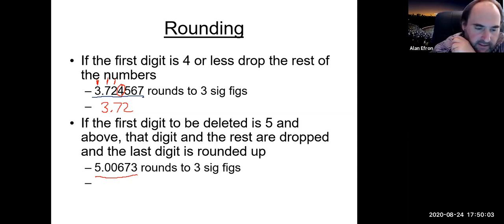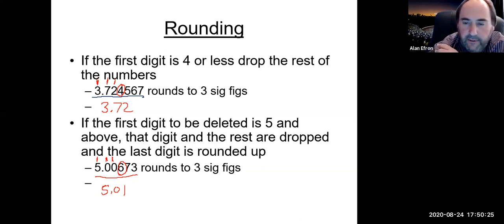Looking good, yep, 5.01. So again, we get to 5.01 as we go from 1, 2, and 3. We are now going to look at this number here, which is above 5. So we're going to round up. And when we round up, we will end up at 5.01.